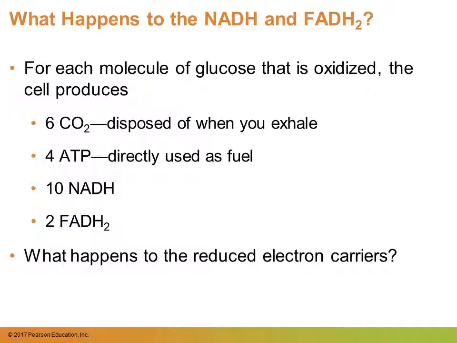citric acid cycle. So it says for each molecule of glucose that is oxidized, the cell produces 6 CO2s, 4 ATPs, and that's directly, so that's substrate level phosphorylation, 10 NADHs, and 2 FADH2. So what happens to these electron carriers, the 10 NADHs and the 2 FADH2? Where do they go? They go to step 4.